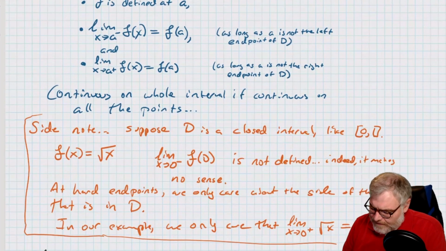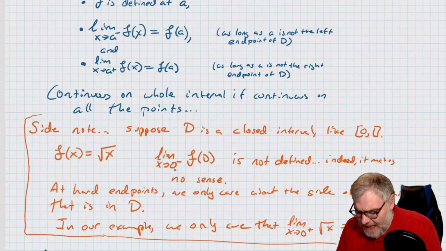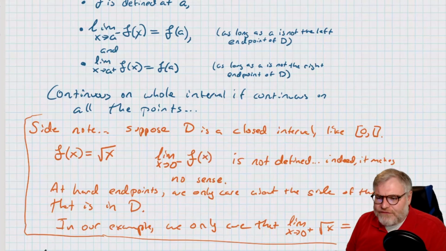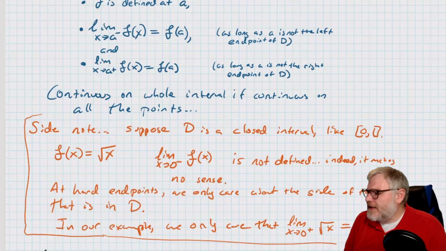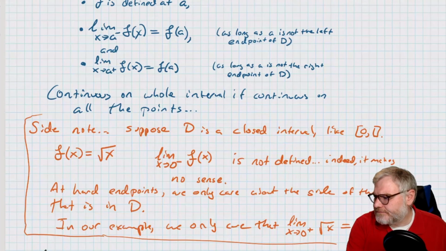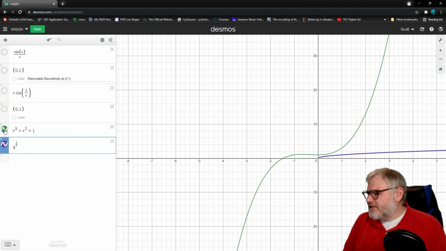This is this note here. So I've got f of x equals the square root of x. Now, the limit as x goes to 0 from the left of f of x is not defined, because there's nothing to the left near this. But I don't care, because the interval I'm interested in is 0, 1. It looks something like this.